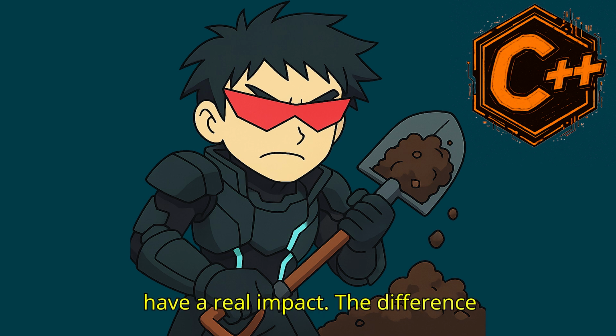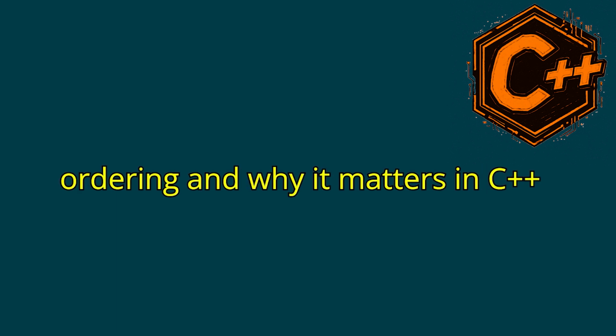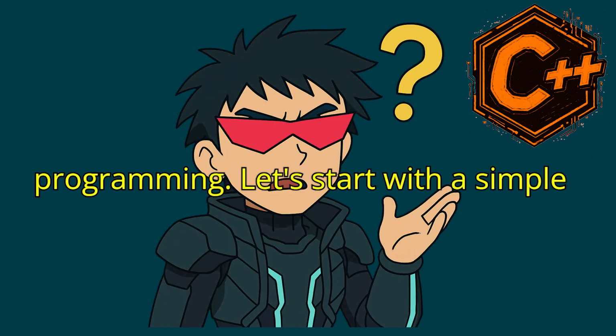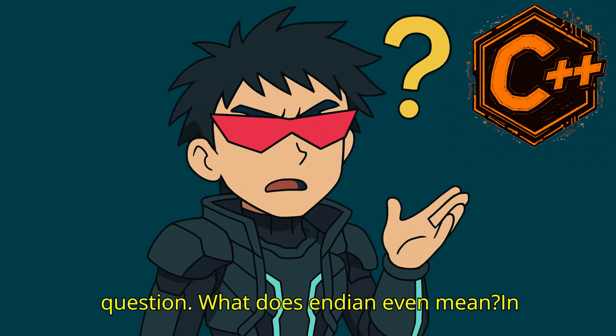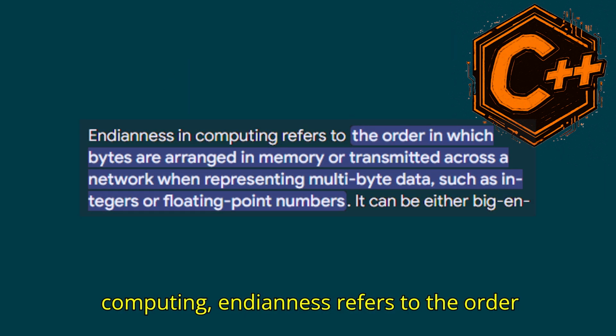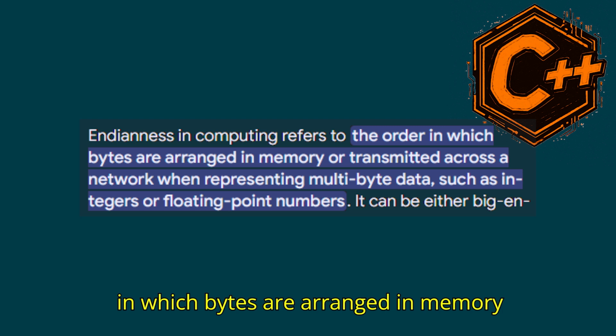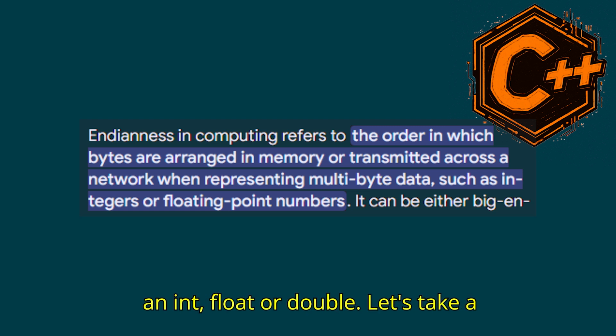Today we're talking about something that lives deep under the surface of your code, but can have a real impact. The difference between big Endian and little Endian byte ordering, and why it matters in C++ programming. Let's start with a simple question. What does Endian even mean? In computing, Endianness refers to the order in which bytes are arranged in memory when storing a multi-byte data type, like an int, float, or double.